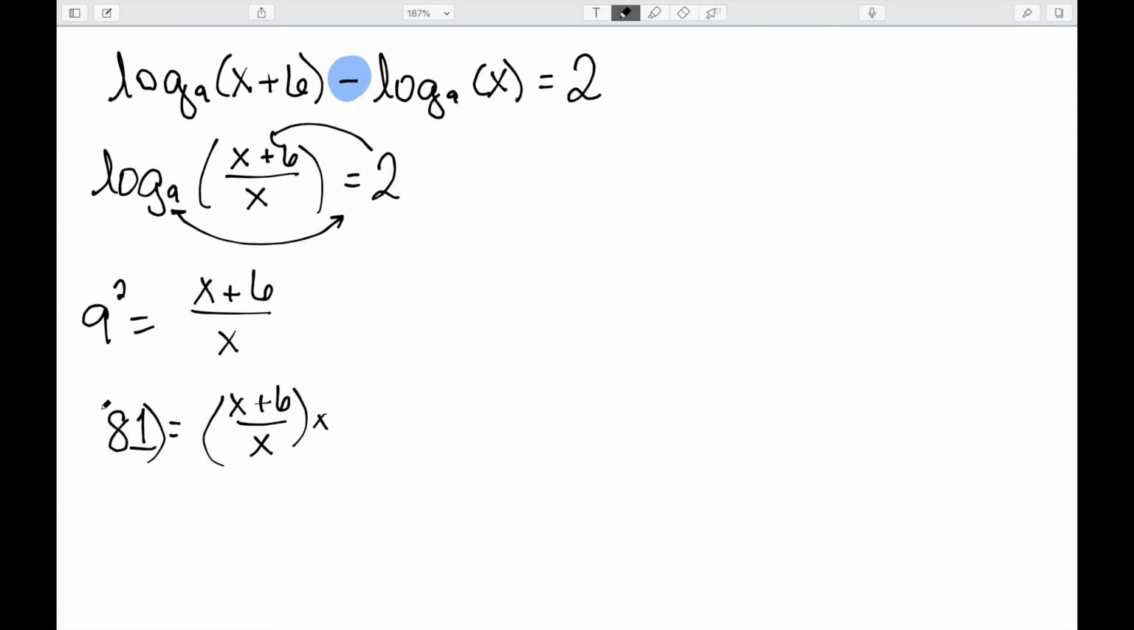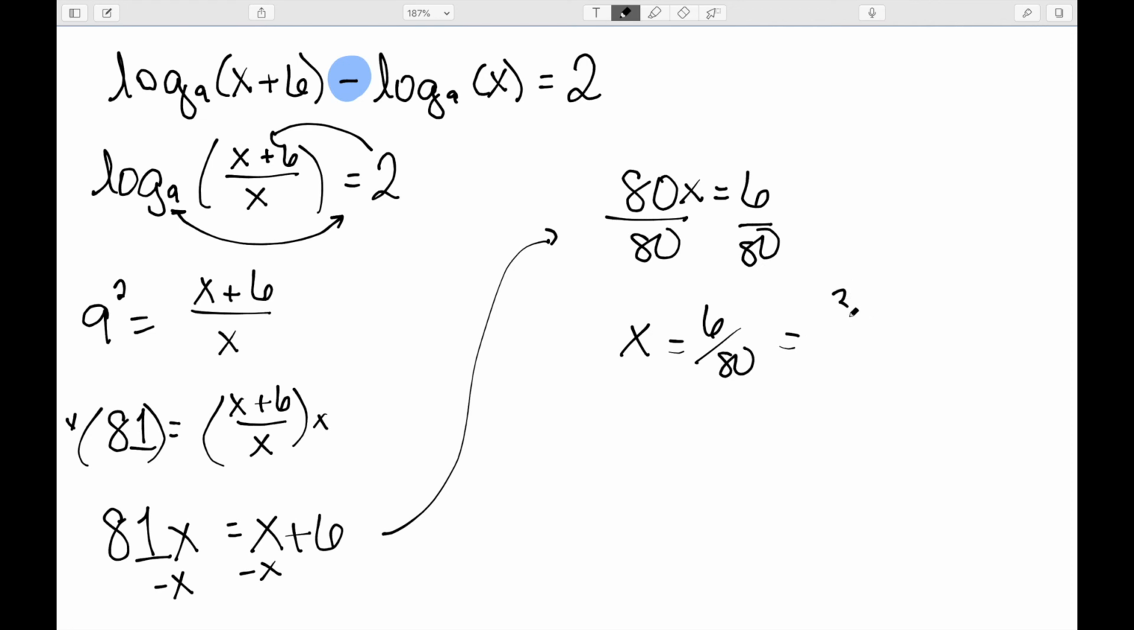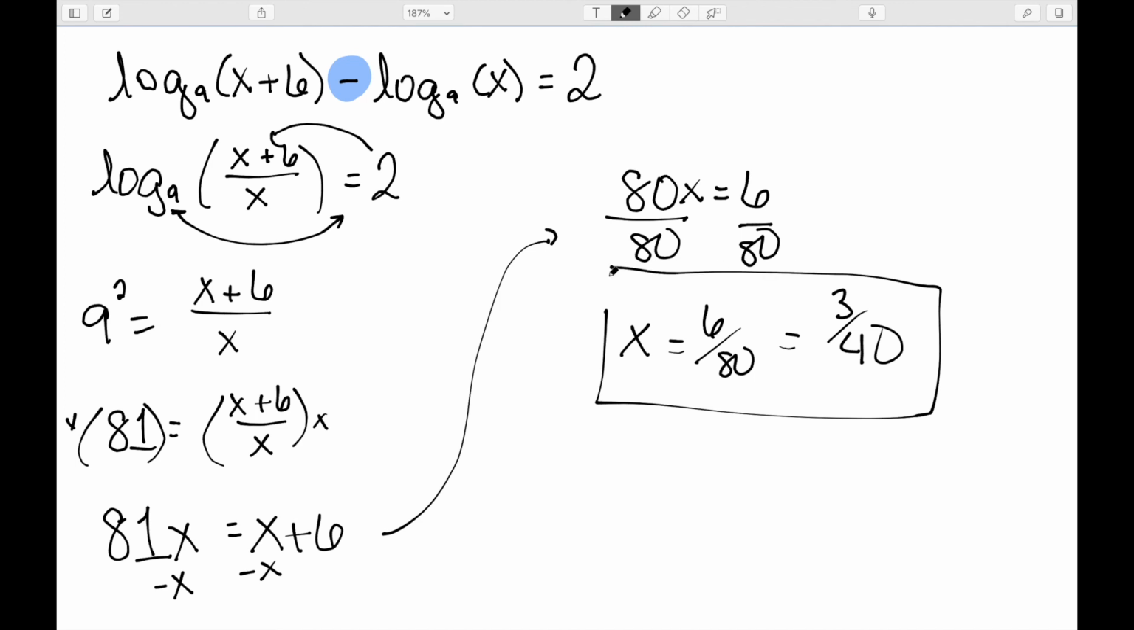We need to multiply both sides by the denominator. That gives me 81x on the left-hand side. The right-hand side becomes x plus 6. We can then get all of the x's together, so I subtract x from both sides. That gives me 80x is equal to 6. And then dividing by 80, we get x is equal to 6 over 80 or 3 over 40. And we can double check. 3 over 40 plus 6 is going to be a positive number, so that's fine. 3 over 40 is positive, so that's fine. So this would be our final solution.